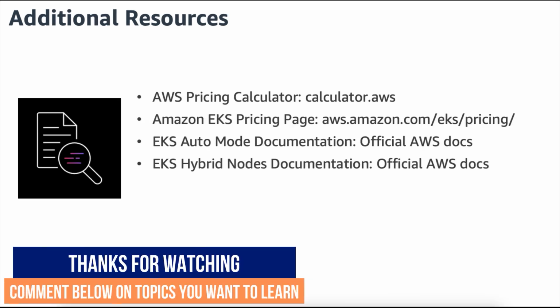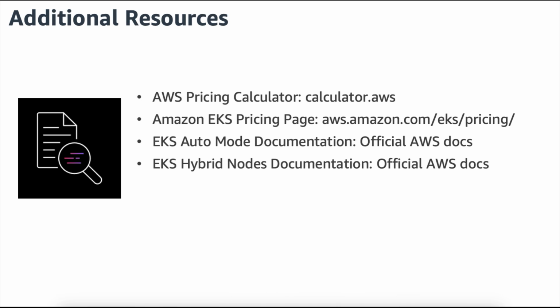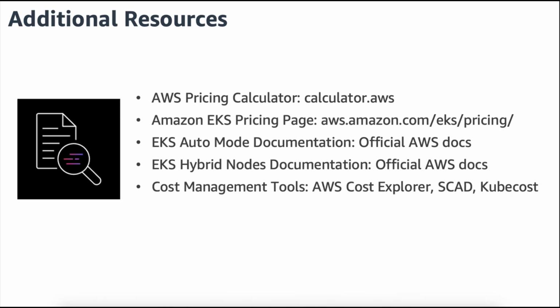The official Amazon EKS pricing page at aws.amazon.com/EKS/pricing provides comprehensive pricing information and is updated whenever AWS announces pricing changes. The EKS Auto Mode and Hybrid Nodes documentation on the AWS website contains detailed technical information and best practices.